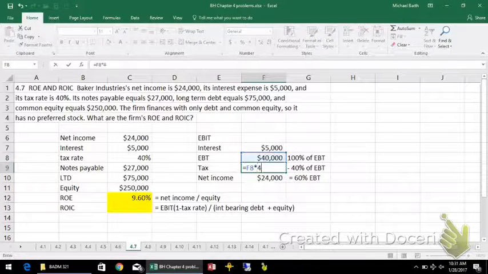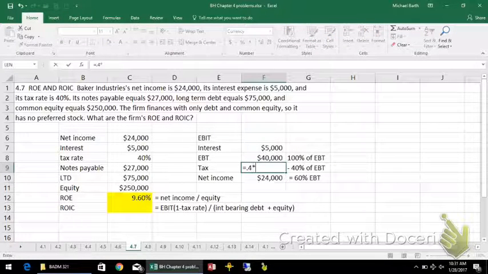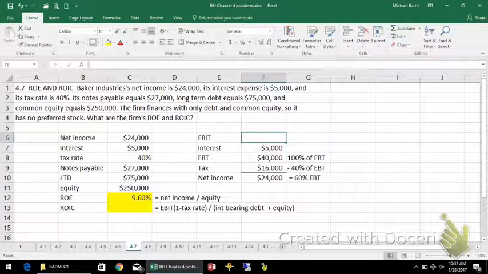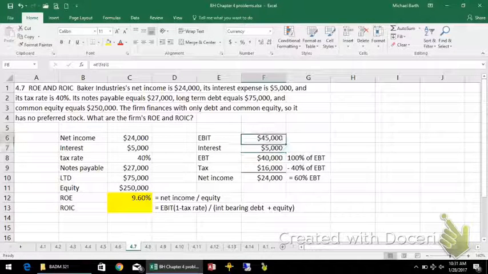I subtracted 40% of that as income taxes, which is $16,000. And so that's how I ended up with $24,000. Well, earnings before interest and taxes minus the interest gives you earnings before taxes. So to get the EBIT, just add the interest charges back to the taxable income. And so now I've got earnings before interest and taxes of $45,000. Just backed it out.